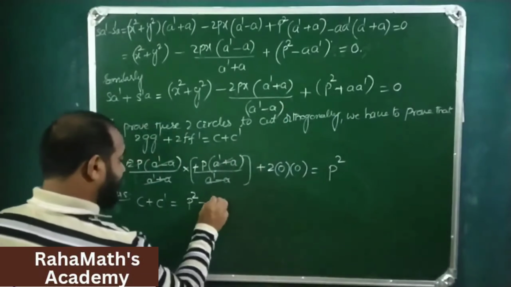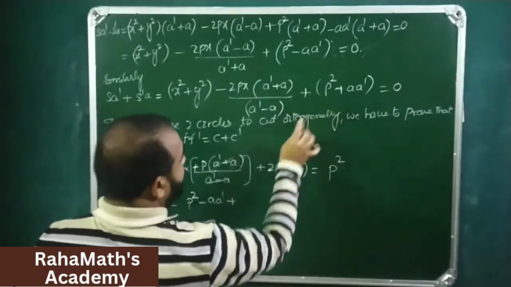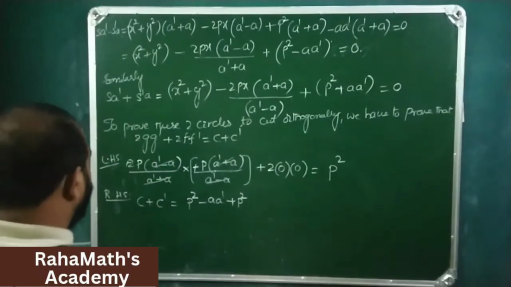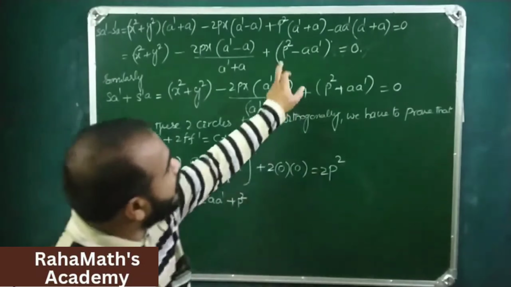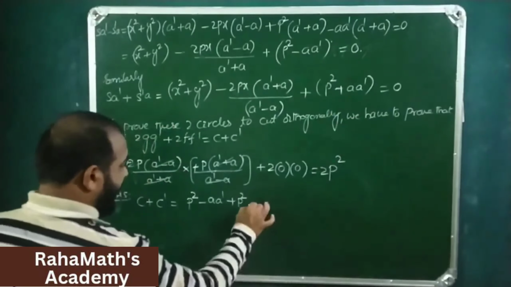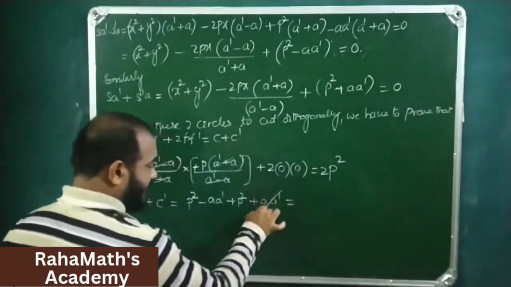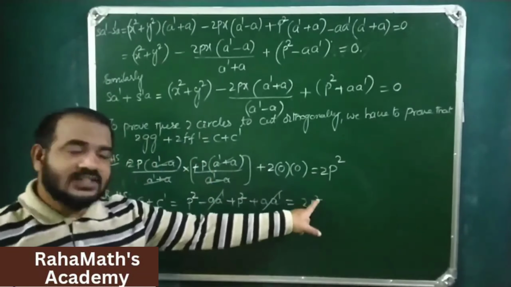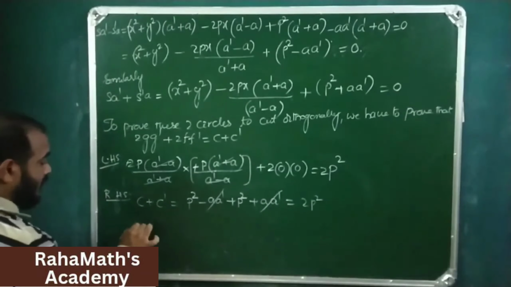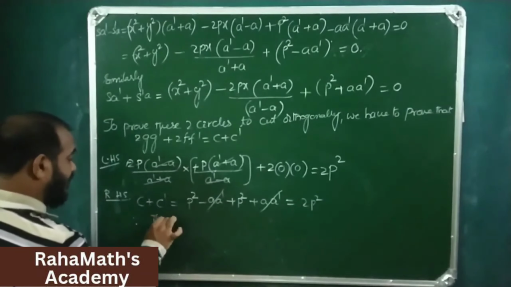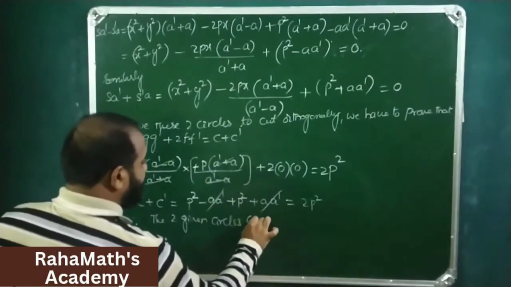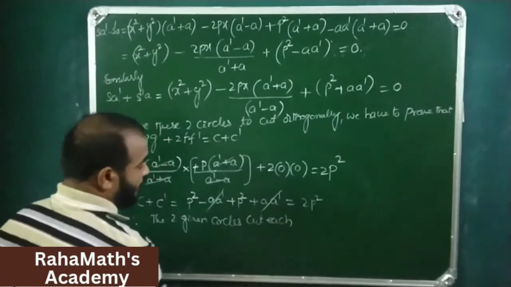So p square minus a dash plus p square plus a dash. Here 2 is missing; 2p into p is 2p square. Now p square minus a dash and p square plus a dash, this and this get cancelled. P square plus p square is 2p square. Therefore LHS and RHS are the same. Therefore the two given circles cut each other orthogonally.